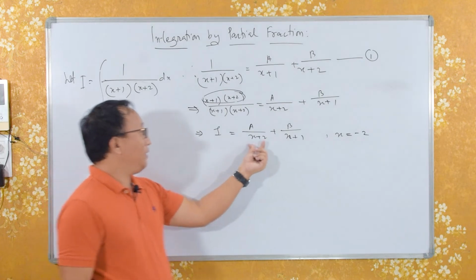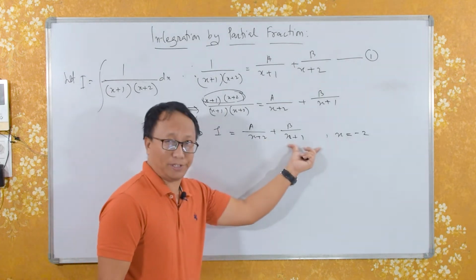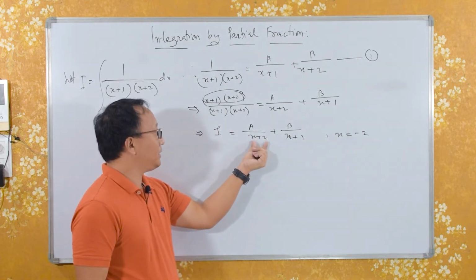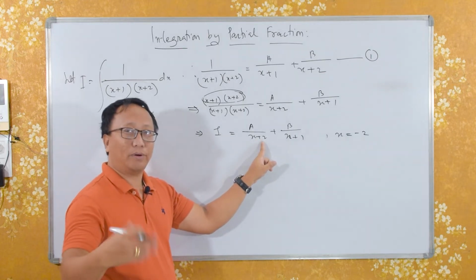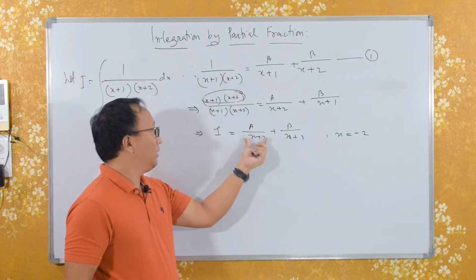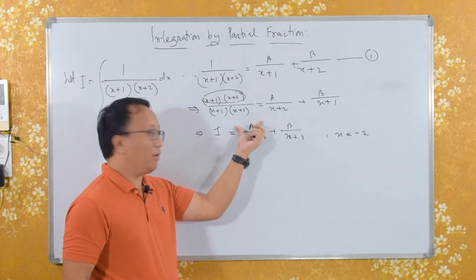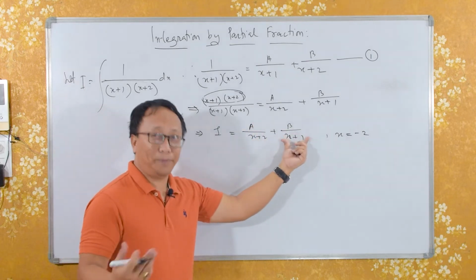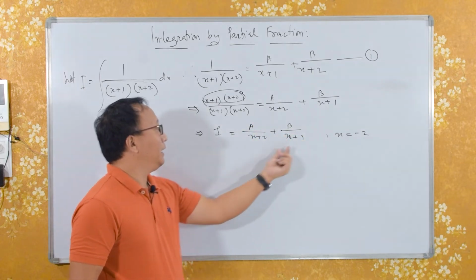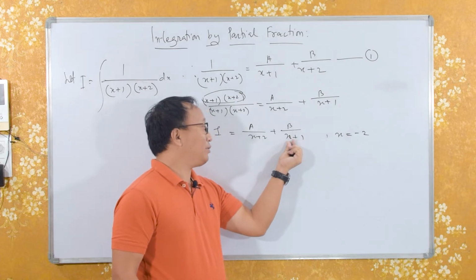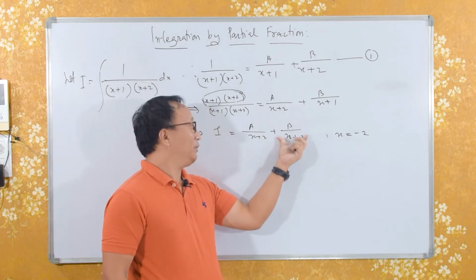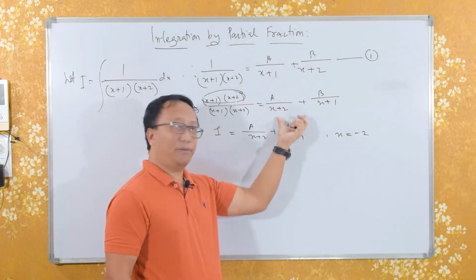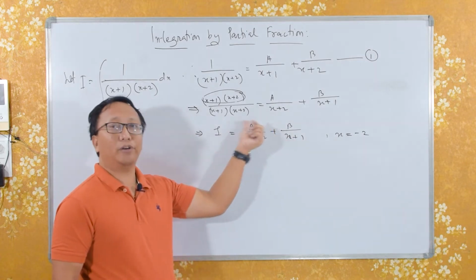Now if I put x equal to minus 2 in this equation, minus 2 plus 2 is 0, and something multiplied by 0 is 0. Now I will be getting the value of B, right? Similarly, if I put x equal to minus 1, this term will be 0, so I will be getting the value of A.